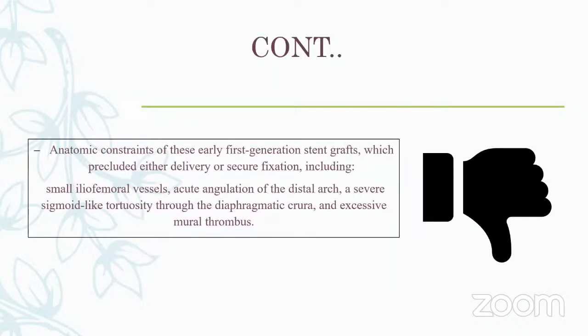However, this first generation of stent grafts had some anatomical constraints which precluded either the delivery or secure fixation of these grafts. These included small iliofemoral vessels, acute angulation of the distal arch, severe sigmoid-like tortuosity through the diaphragmatic crura, and excessive neck thrombus.